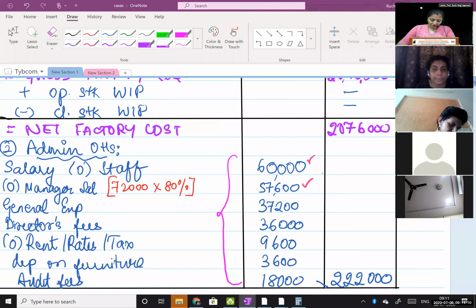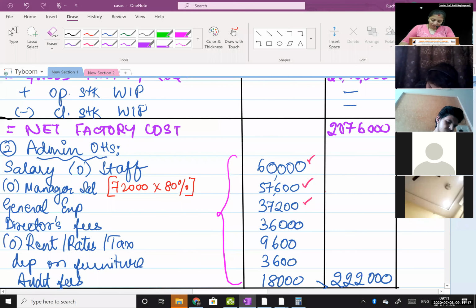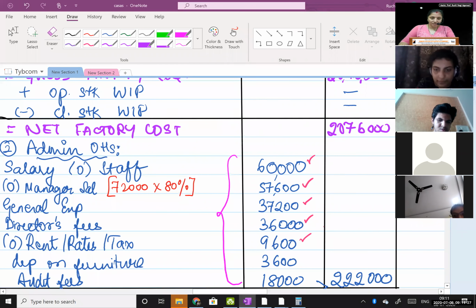General expenses 37,200. Director's fees 36,000. Office rent 9,600. Depreciation on furniture 3,600. Audit fees 18,000. So 1, 2, 3, 4, 5, 6, 7, seven items under admin overheads.